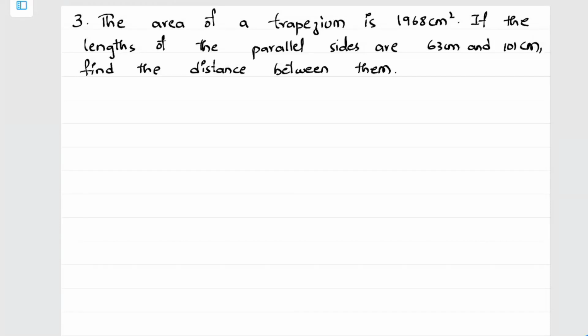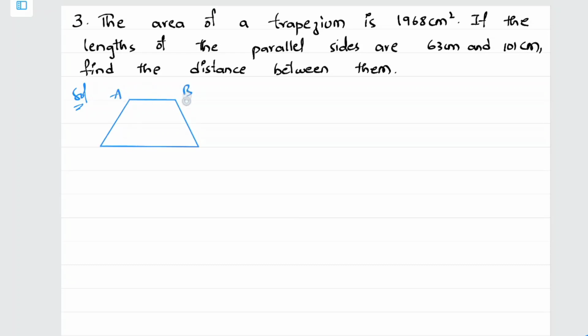The area of a trapezium is 1968 centimeters square. If the lengths of the parallel sides are 63 centimeters and 101 centimeters, find the distance between them. Now they have given the area and the parallel sides.